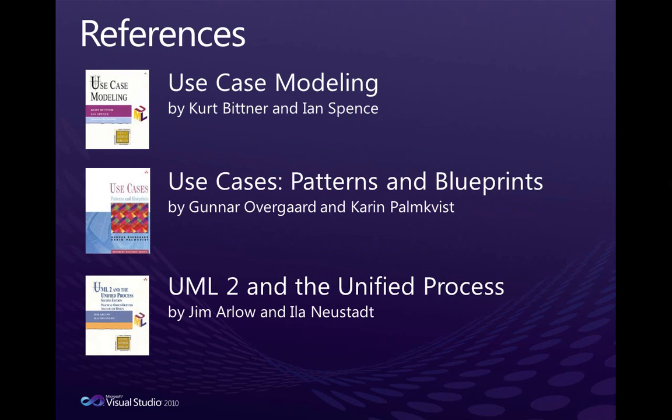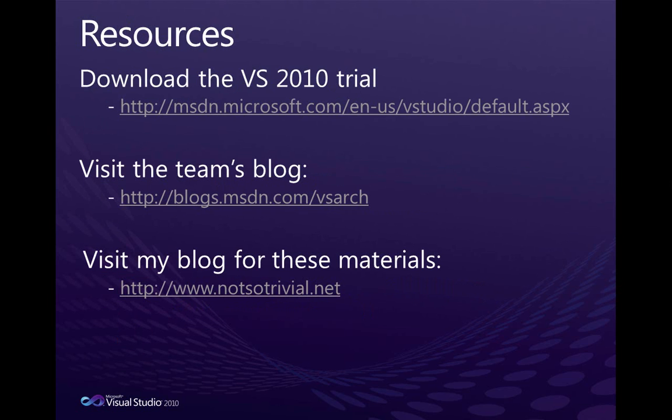One of the toughest things about learning UML is finding good examples, so I've got some great references here for you. Use Case Modeling, Use Cases, Patterns, and Blueprints, and UML 2 and the Unified Process. Now all three of these offer excellent examples and a diverse set of examples of good use case models for you to draw upon. And finally, some resources for you.